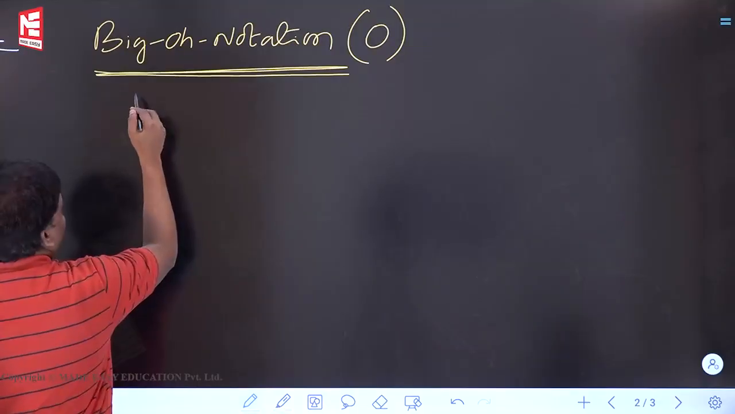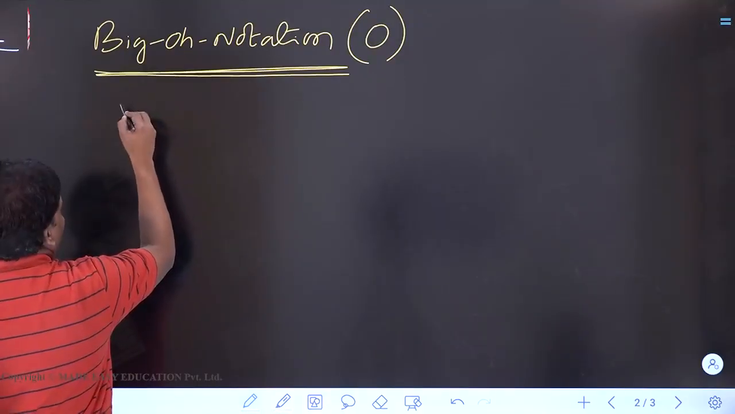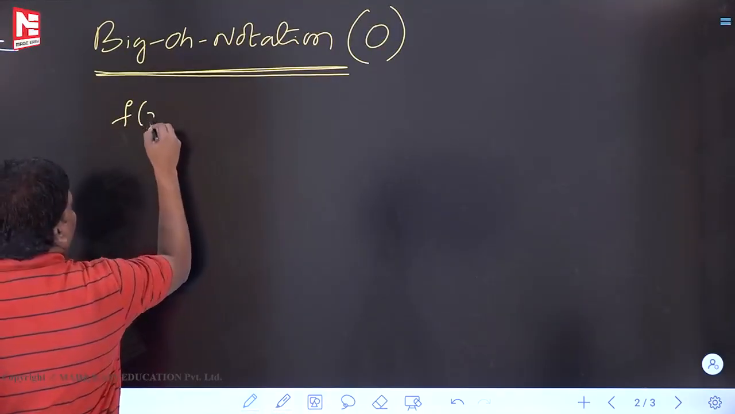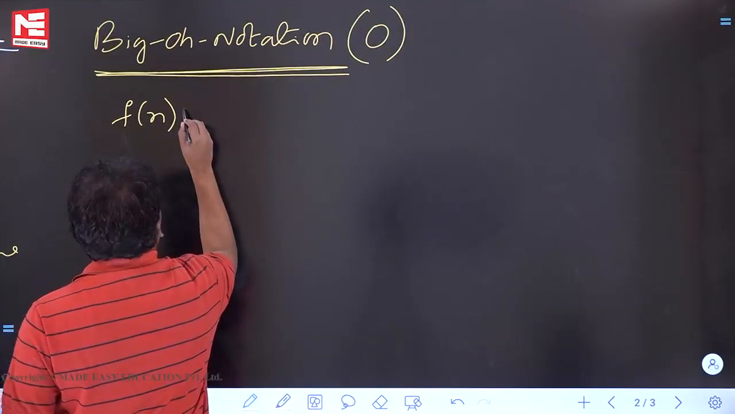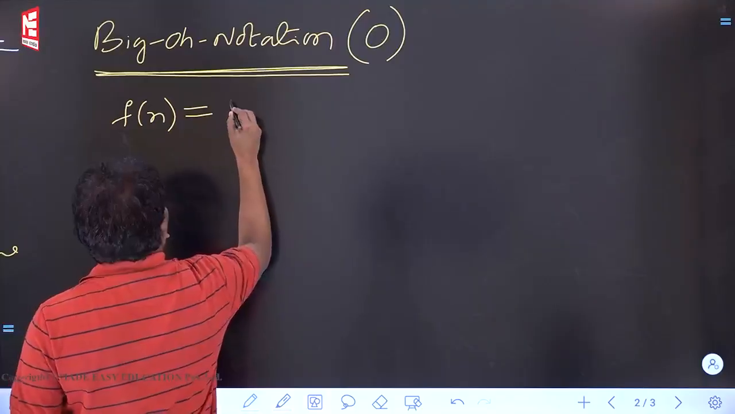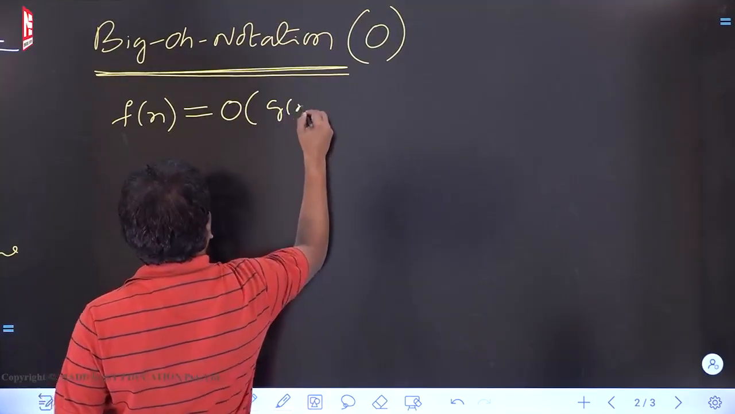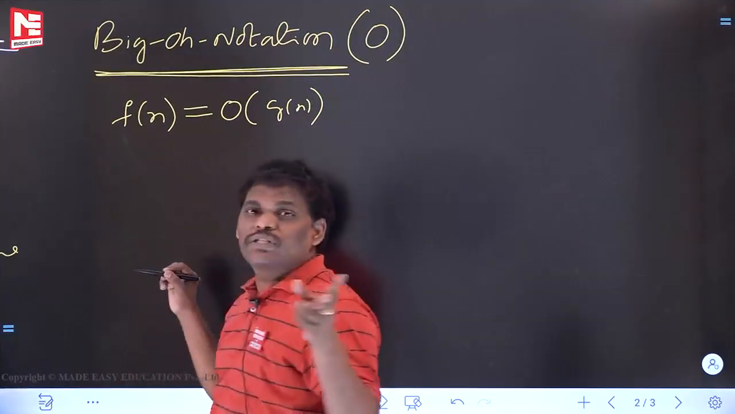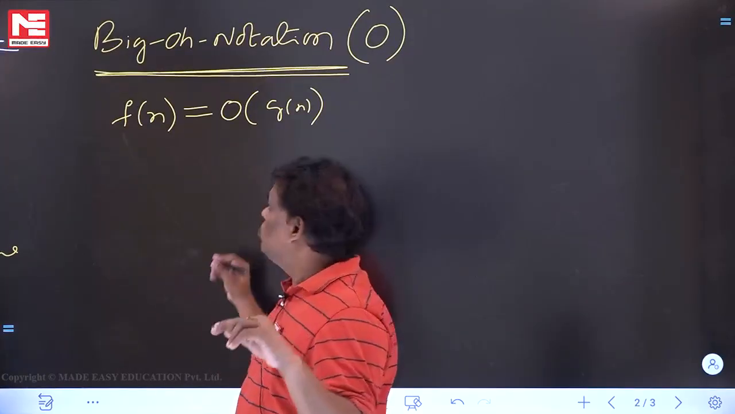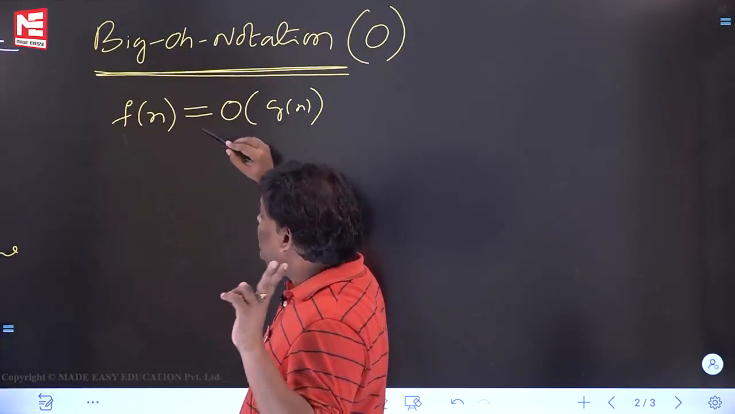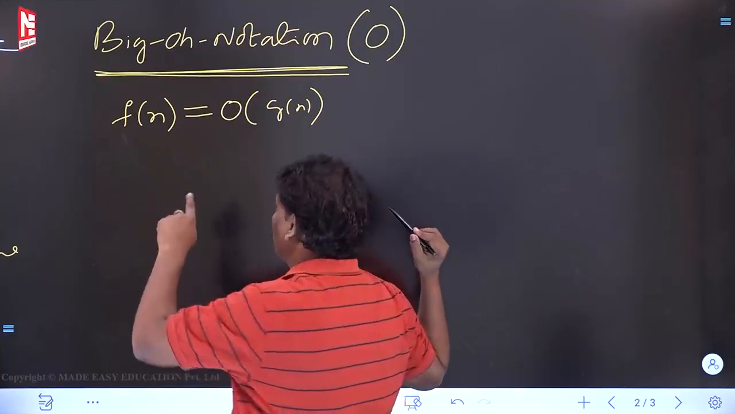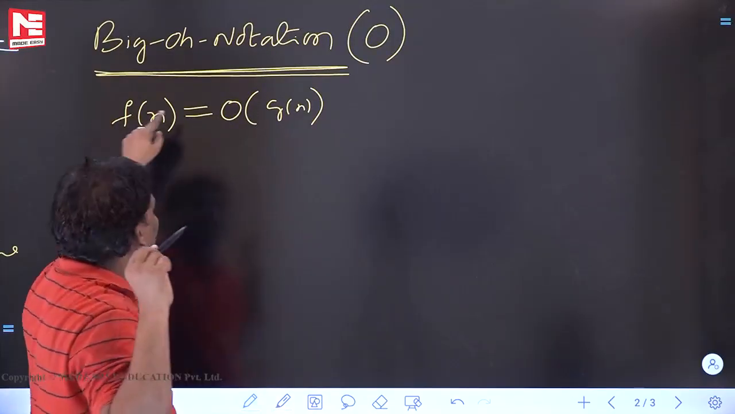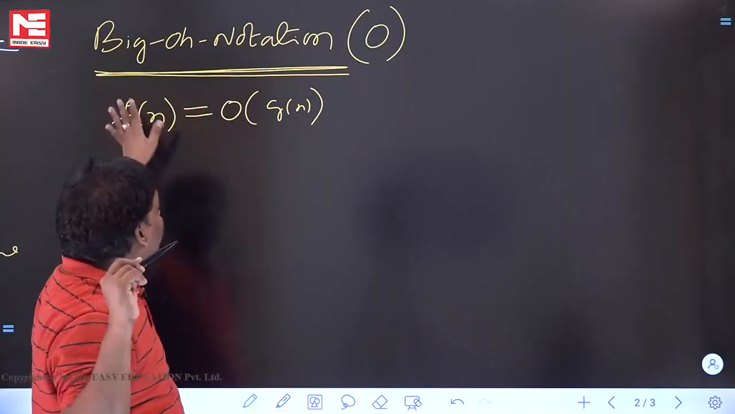See this one. As I mentioned to you, I have two functions. Let me write those. f of n equals big O of g of n. Some people are asking, sir, what is the meaning of this? I have two functions f of n and g of n. I can say f of n equals big O of g of n. I have two functions, and I want to say it like this: f of n equals big O of g of n.